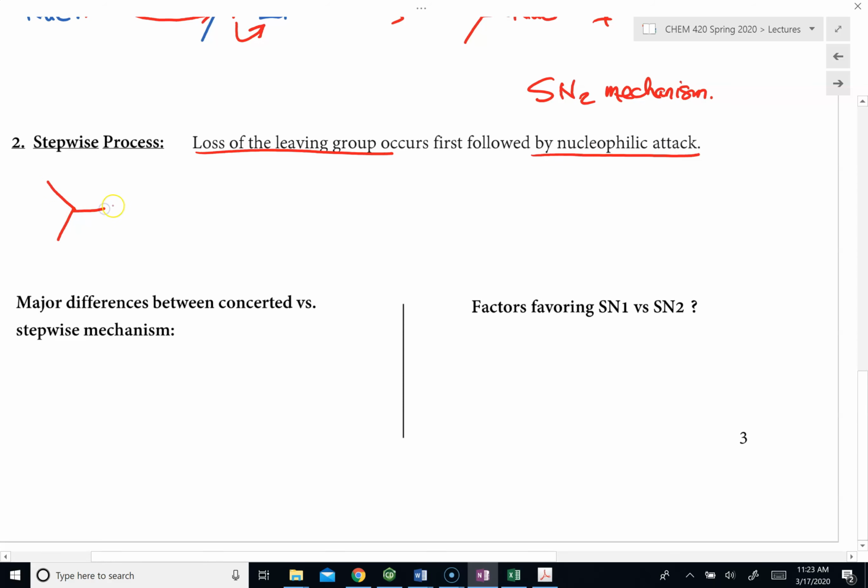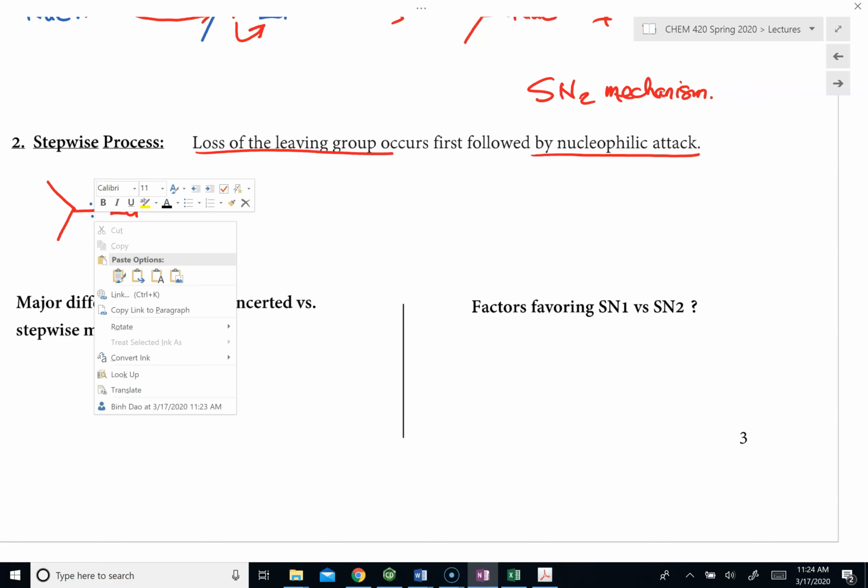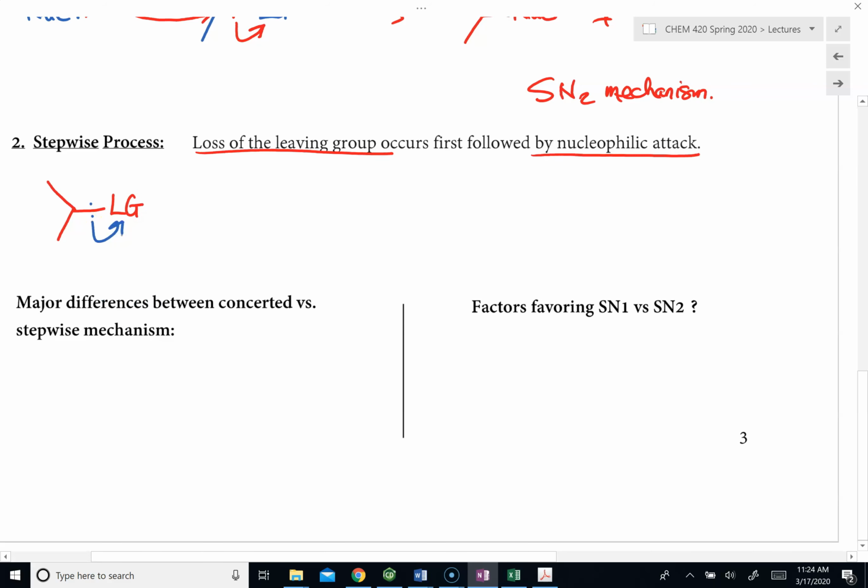So let's say here we have our substrate with the leaving group. The first step that will happen is the loss of the leaving group. In this case, the mechanism showing the loss of the leaving group is as follows. The leaving group steals the electrons from the carbon, breaks off, and takes the electrons with it. Now, if we follow this arrow, this carbon right here will become a carbocation, and the leaving group breaks off with its electrons. So this step is again called the loss of the leaving group.